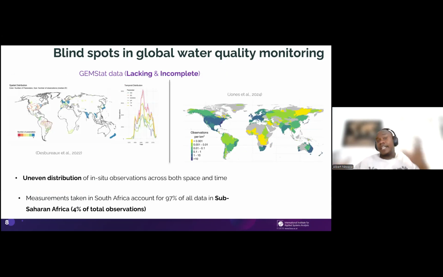But when we go into the database of existing water quality observations and look at the African continent, we see, first globally, an uneven distribution of in situ observations, both across space and time. When we zoom into Africa, we don't see many observations, and the existing observations are mostly located in South Africa, which accounts for 97% of all data in sub-Saharan Africa. Africa as a continent accounts for only 4% of the total observations of water quality, while 71% of the data from stations is located either in North America or Western Europe.